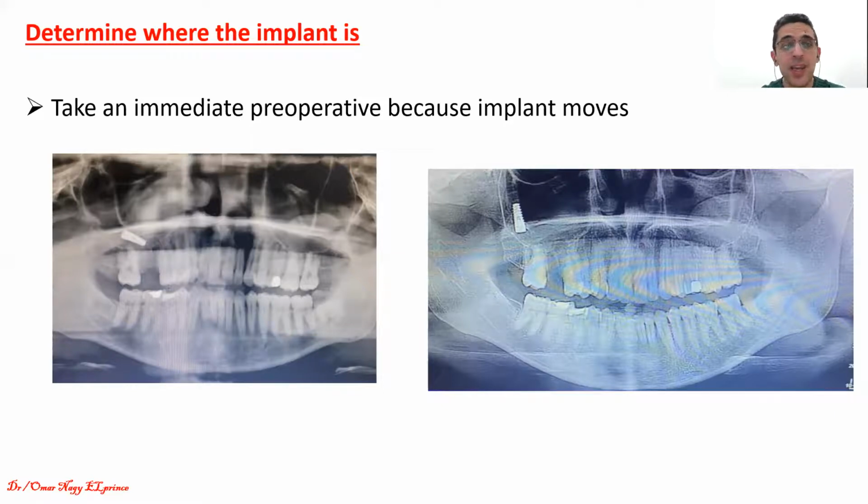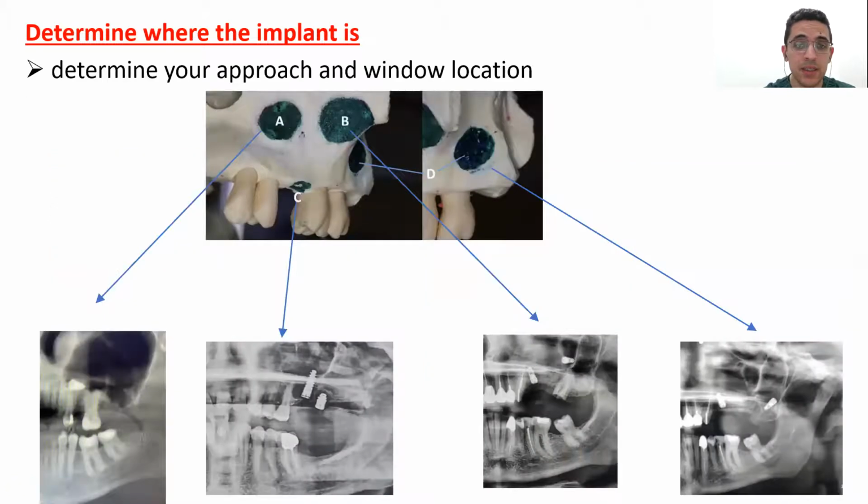فبليز try ان انت to take an immediate pre-operative radiograph before you commence your surgical procedure to retrieve it. Take an immediate pre-operative radiograph. Do not depend on your patient's old X-rays. Just take an immediate one, because an immediate radiograph will allow you to determine what your approach will be.